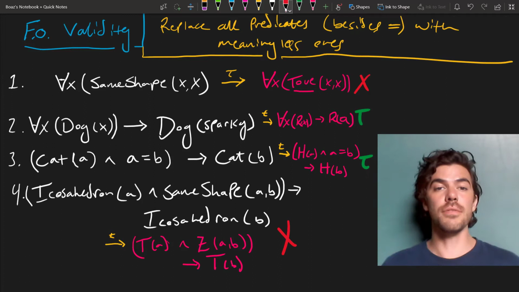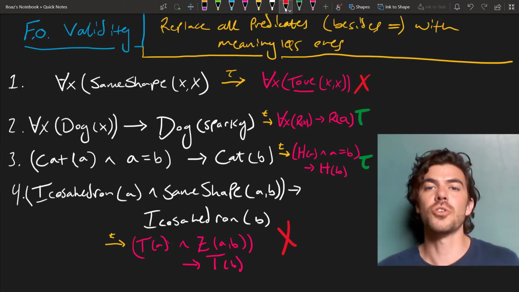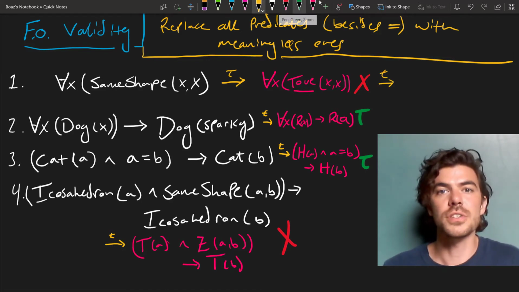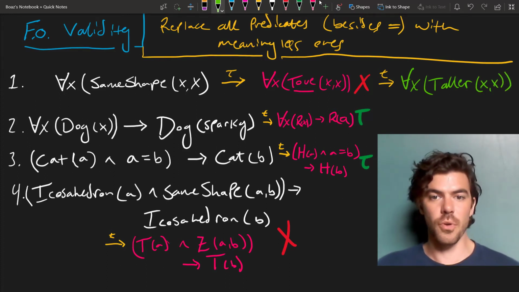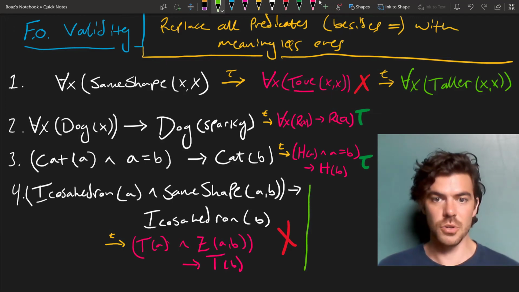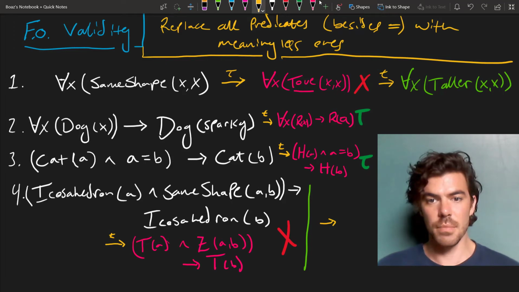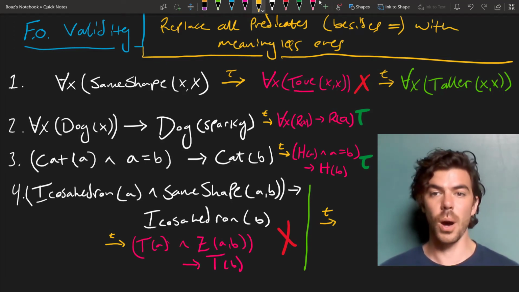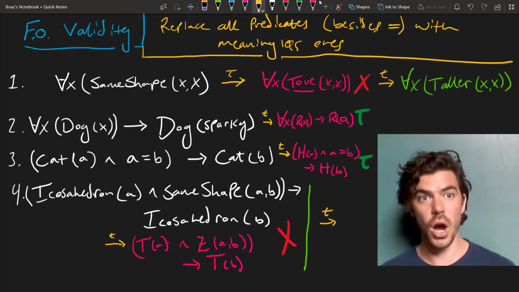If you like, you can even try coming up with some counterexamples to 1 and 4. Here's a way you could retranslate 1 using a meaningful predicate. You could say every X is taller than itself, which is obviously false. You can do the same for a sentence like 4 down here. So if you'd like, I'd encourage you to pause the video and think about how you would come up with your own retranslation of 4, which is obviously false and thereby reveals that 4 is not FO valid.